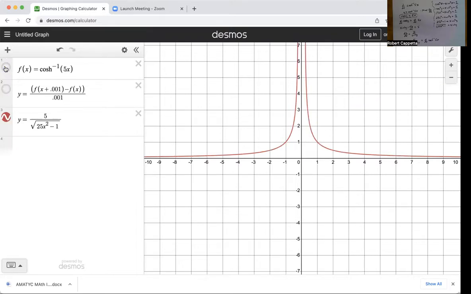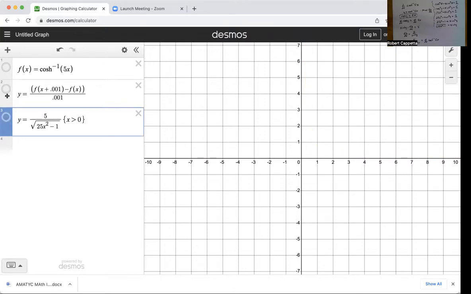In reality, we are restricting ourselves to positive values of x. And once we do that, if we say indeed that we're only focusing on the positive values of x, now we would have these two functions matching. This is the one that we computed by hand, and this is the one that we did using brute force, f of x plus h minus f of x over h, to show that those two functions are equal.